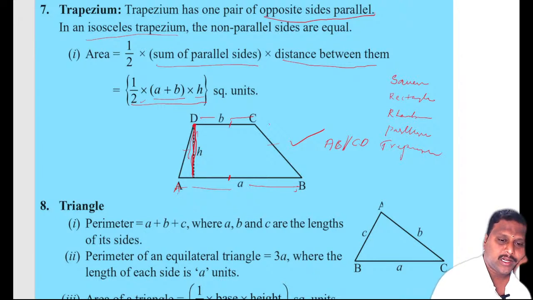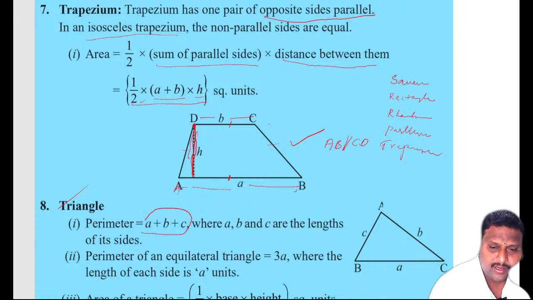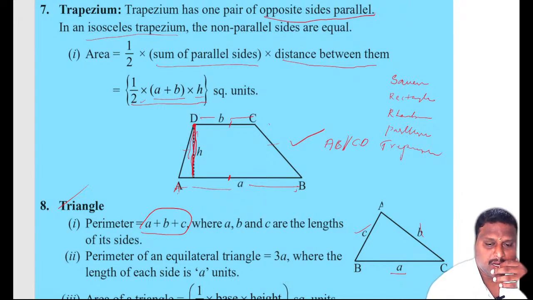When it comes to triangle, I have already said to you, perimeter means sum of all the sides of a triangle. This is a triangle ABC. This side is A, this side is B, this side is C. Then sum of all sides is equal to A plus B plus C. Therefore, perimeter is equal to sum of all three sides. When it is an equilateral triangle, all sides are equal, then that is called 3A.